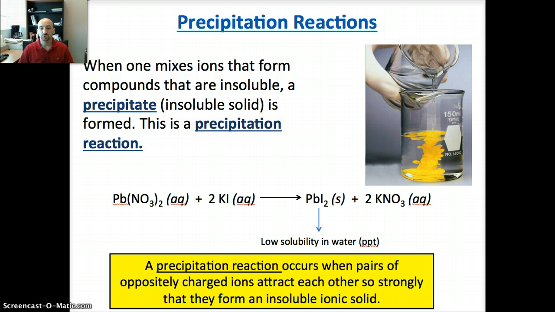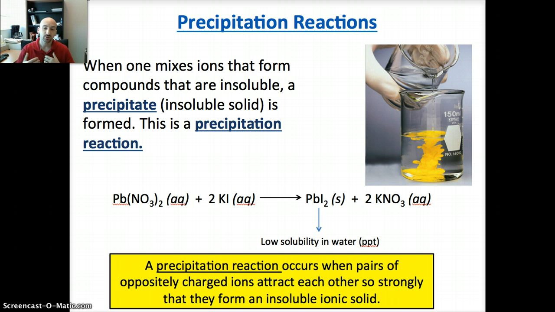If you remember back in Chapter 4, Part 1, we talked about how water dissolves ionic compounds and separates them. They become solvated, which means they're surrounded by water molecules. For insoluble compounds, the attraction between the cation and the anion is just too great for water to be able to separate those ions apart. And so you end up forming a precipitate, and the precipitate falls out of solution. This is what we call a precipitation reaction.